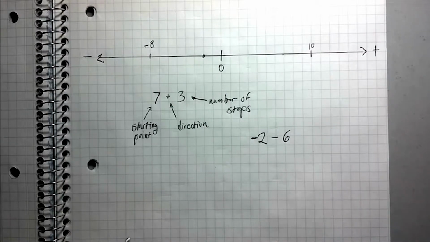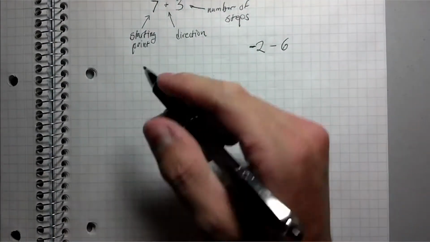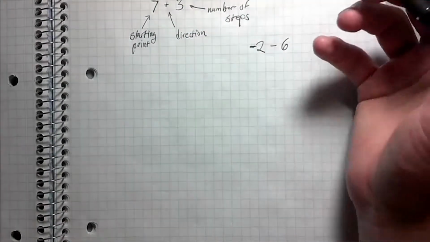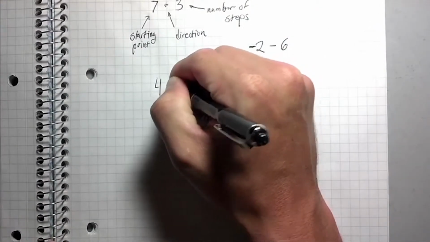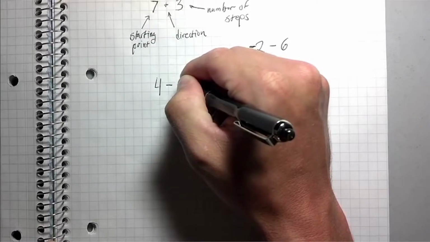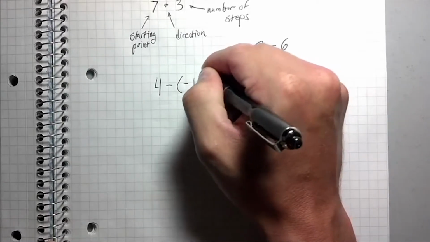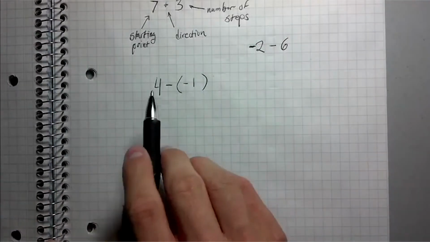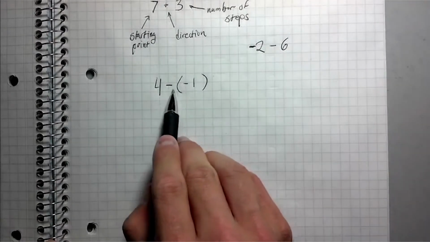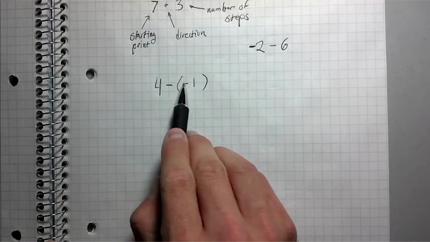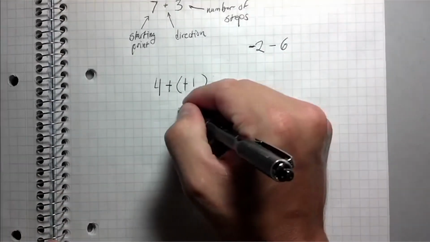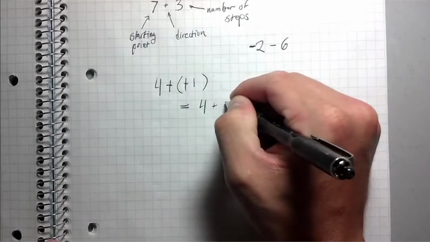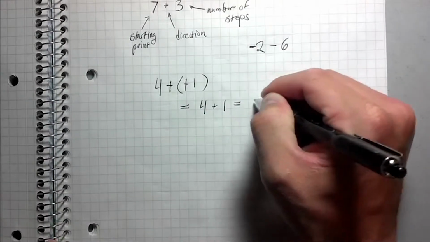Now, there's one final point that I want to make about this, and that is, what happens if you have a situation where you have 2 signs that are right next to each other? Let me give an example of that kind of scenario. What if I had 4 minus a negative 1? If I have a minus and a minus that are next to each other, these 2 minuses are going to cancel out, and they're going to make a positive. So I'm going to rewrite this as 4 plus 1, so it's equal to 5.